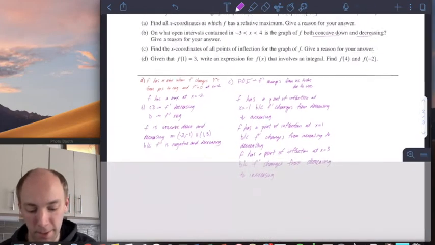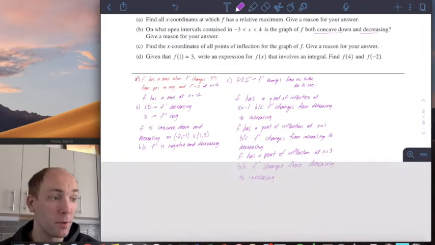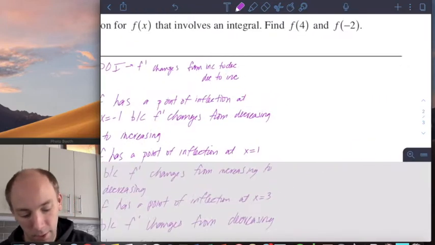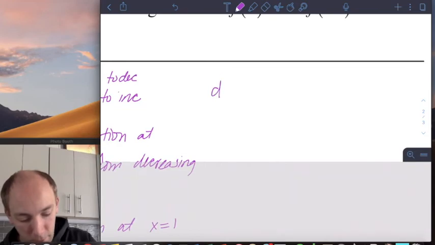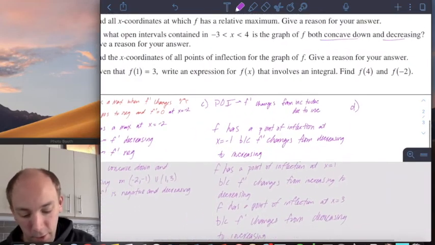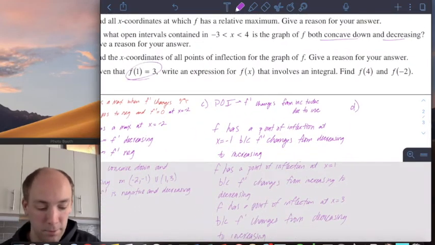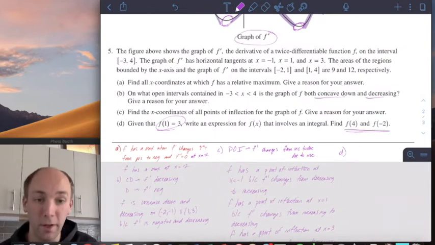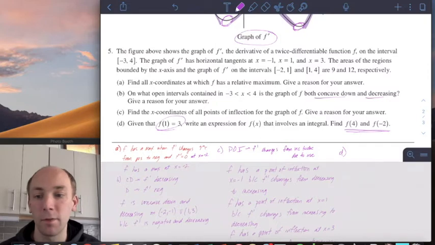Okay, for part D, given that f of 1 is equal to 3, write an expression for f of x that involves an integral. Find f of 4 and f of -2. Okay, so part D. So it looks like I'm given an initial value, I'm given a derivative, and I need to find some function values. Any ideas what we're going to be doing on this one?